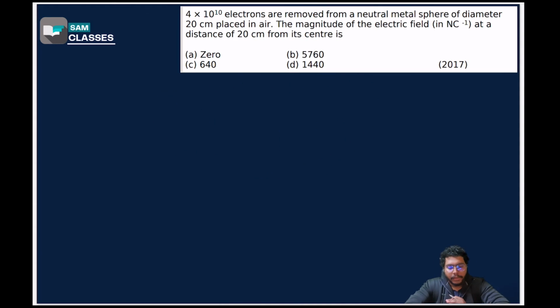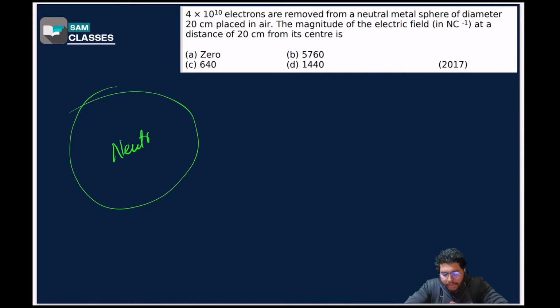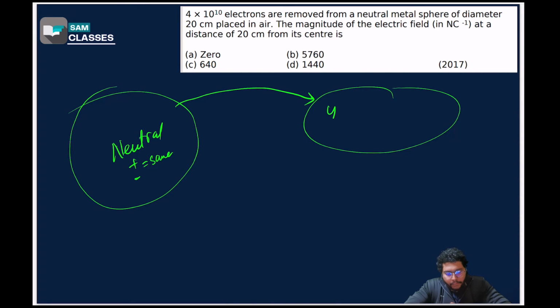Now let's see the next question. What is the question telling? 4 into 10 power 10 electrons are removed from a neutral metal sphere. So you have a neutral metal sphere. Neutral means the positive and negative charges are the same. The moment you have removed these electrons, 4 into 10 power 10 of them, you have removed the negative charge. So this will become positively charged, yes or no? Yes, sir.